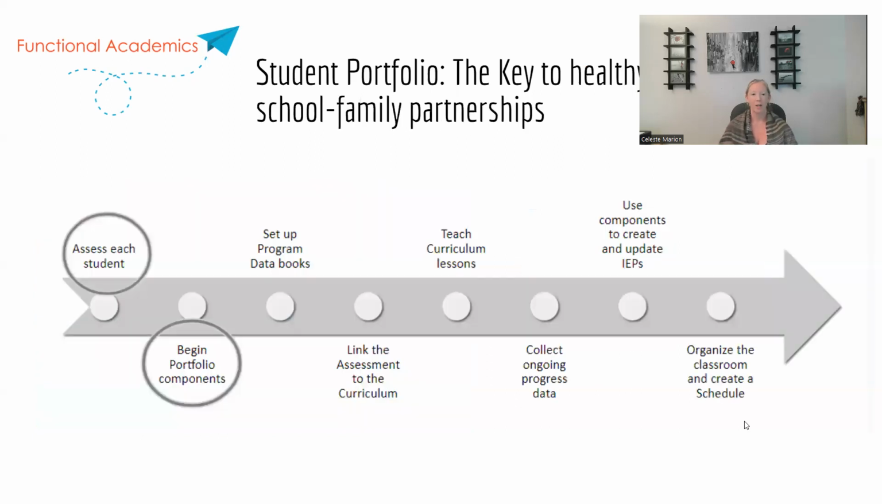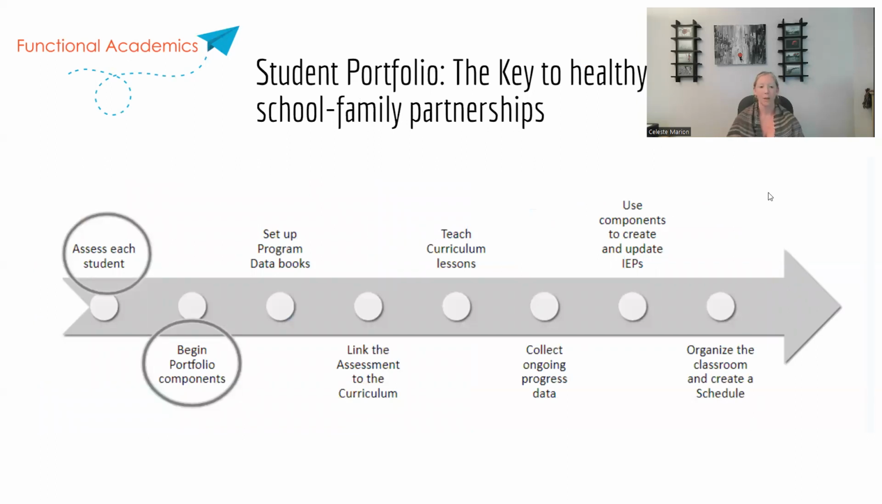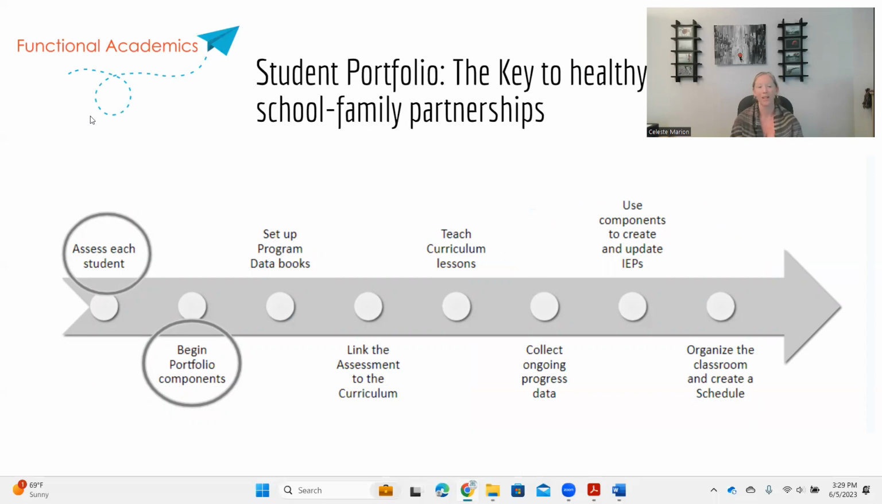So as we look at the implementation of the functional academics program, assessing the student and beginning that portfolio is right at the beginning. We want to try and gather as much information as possible about the student, again, in order to make those programming decisions moving forward. The what of the functional academics program: are we going to work on with each one of our students, and the why. The assessment links to the curriculum and it helps you understand which components of the functional academics curriculum your students already know and understand, or where they are at in that process.